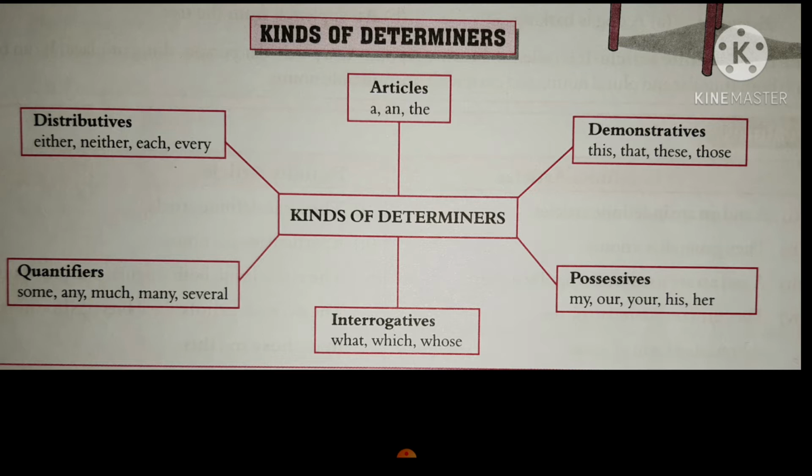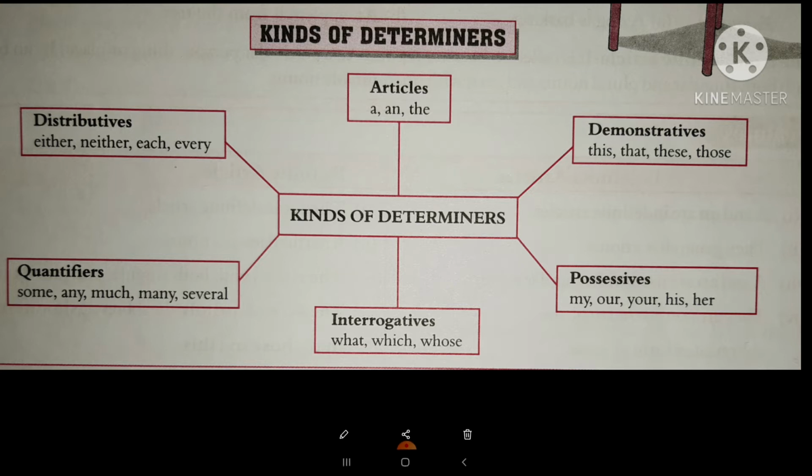First, let me tell you something about distributives. When we are focusing on distributives, we have 4 words, and they are either, neither, each and every. Either we use to indicate any of the 2 persons or things. See, I am giving one example. You can use either pencil. Means there can be 2 pencils there and you can use any one of them.